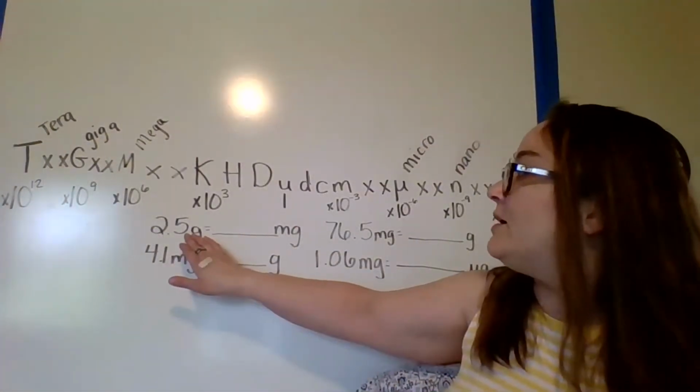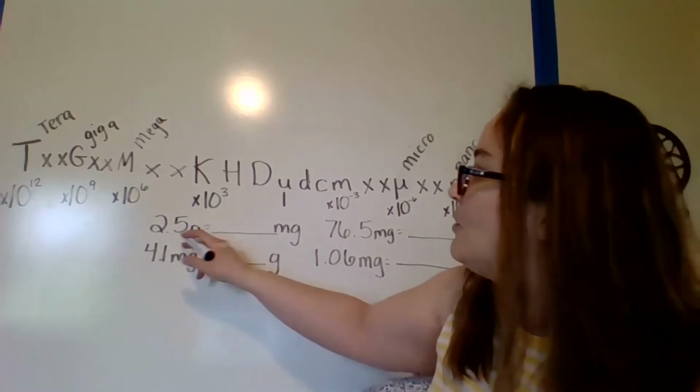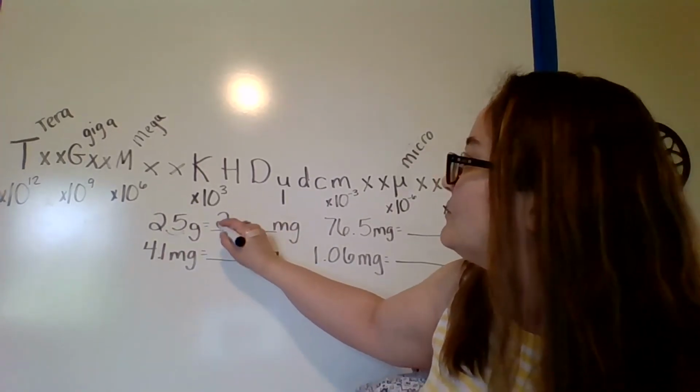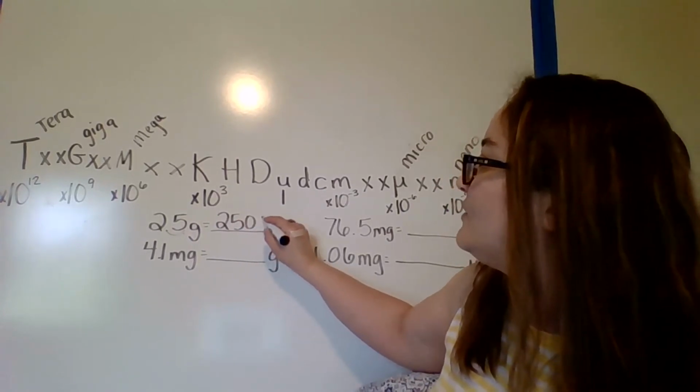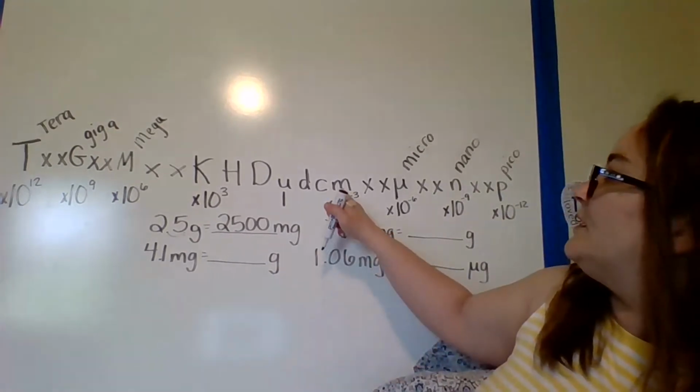All right, so we're going to start on gram, unit, going to end on milli. 1, 2, 3 to the right. So 1 to the right gets us to 25. 2 more need to be zeros. So 2,500 milligrams.